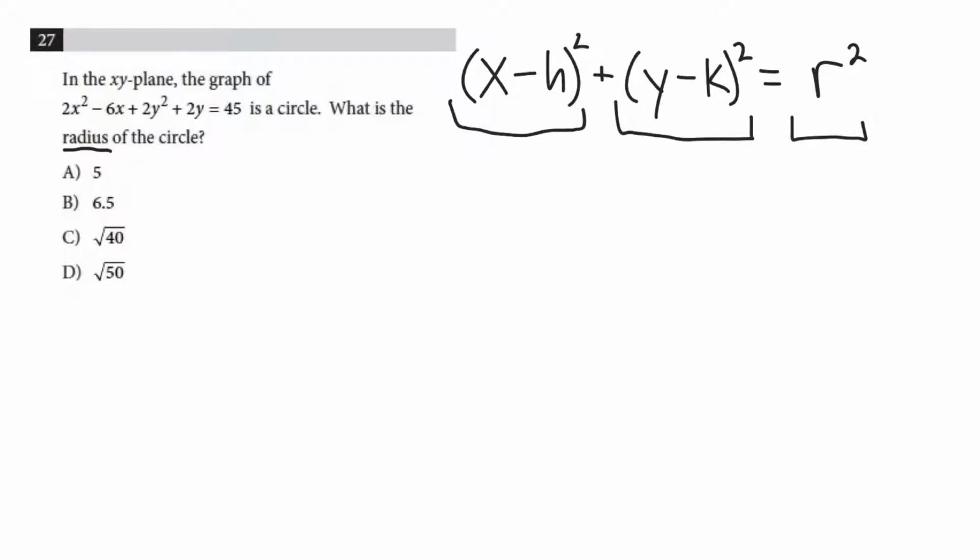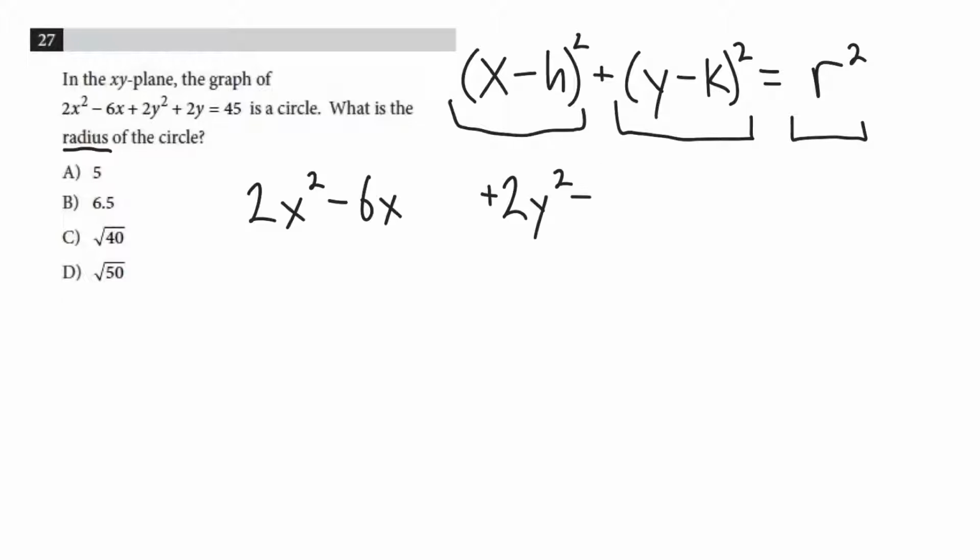So the first step is we want to gather our x's and gather our y's. We already have that, and our constants are all moved to the right. That's great. However, I'm going to rewrite this, except I'm going to leave a space because I'm going to add something in here to complete the square.